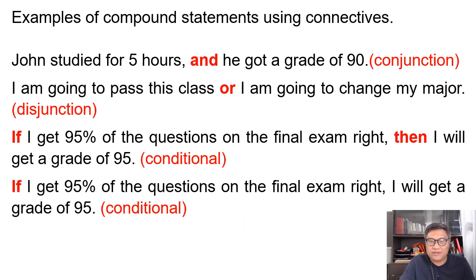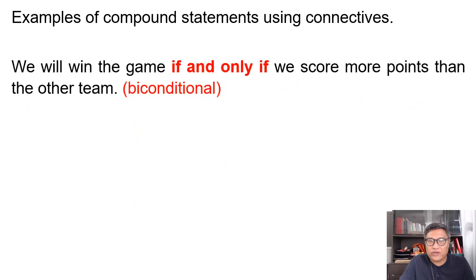And of course, if you're going to use the if and only if as a connective, this is a biconditional. So we will win the game if and only if we score more points than the other team. Now this is a biconditional because it made use of the words if and only if. If you're going to spell this out using the conditional, it makes a very, very long statement. That's the reason why, class, it's called biconditional, because its direction is both left and right.